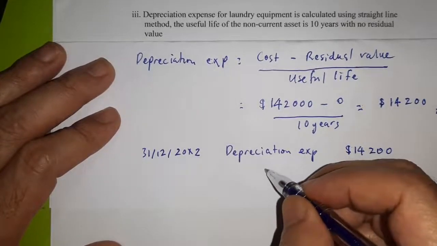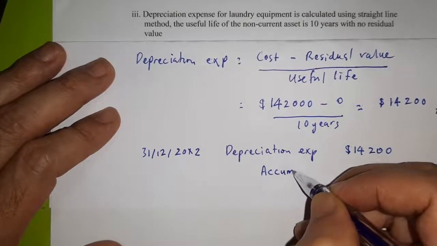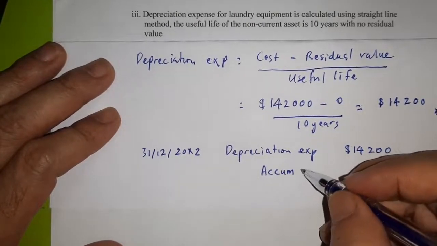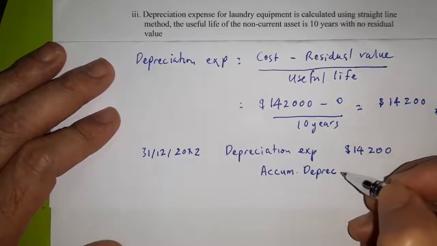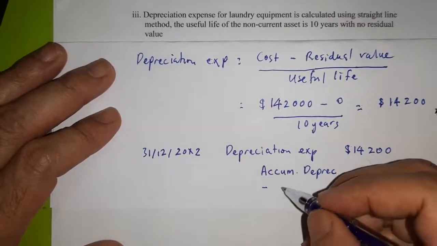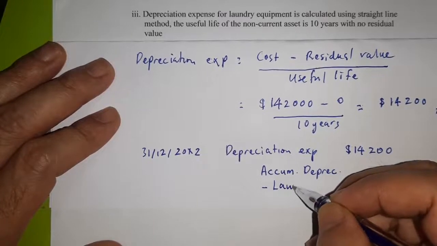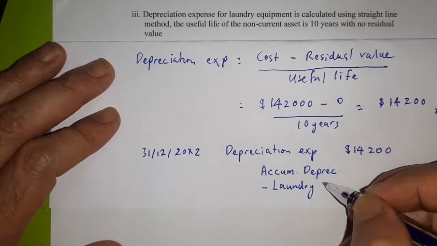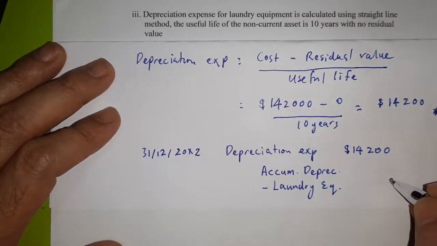And credit accumulated depreciation for the asset. So accumulated depreciation for the laundry equipment. In this question, the asset is laundry equipment. So the amount is 14,200.